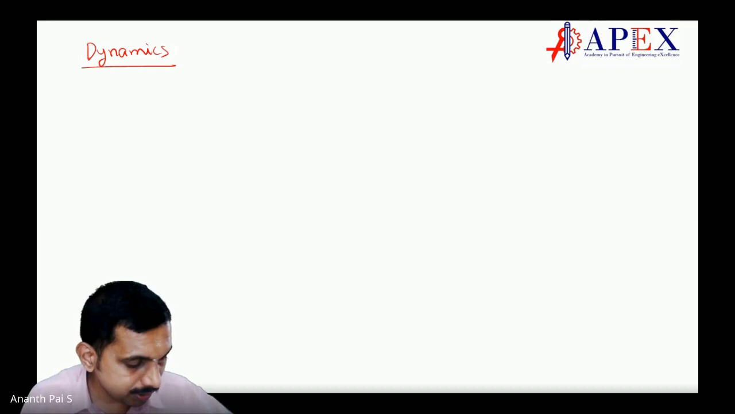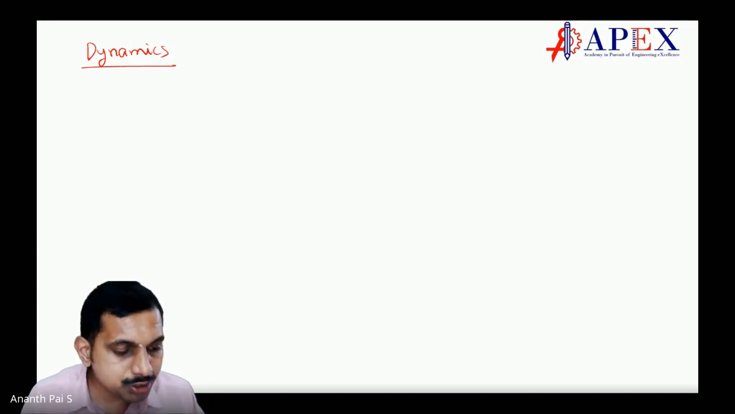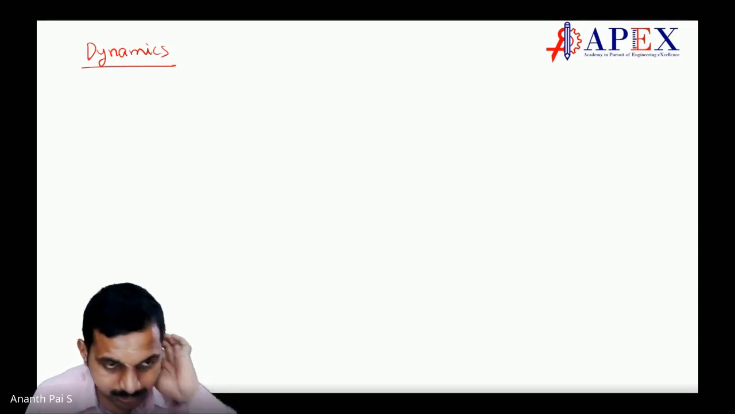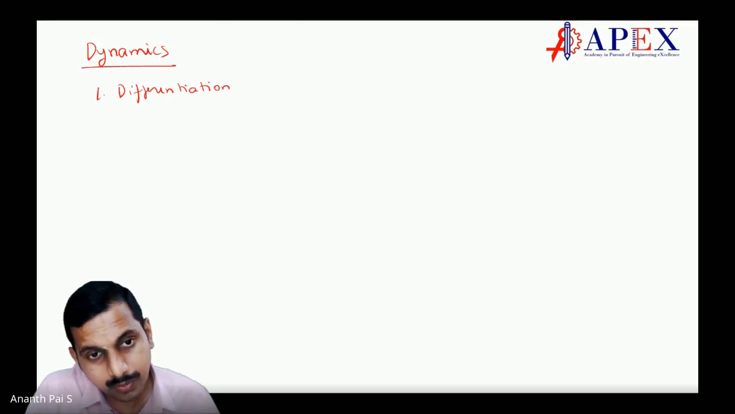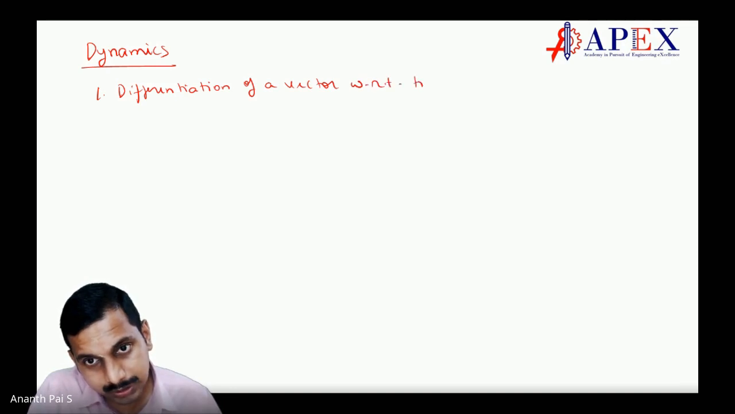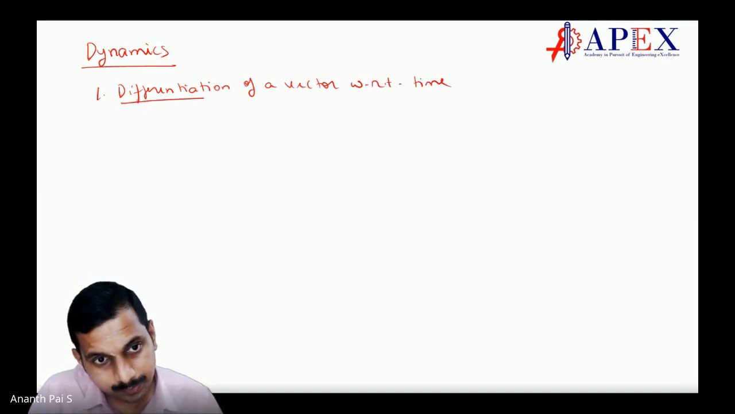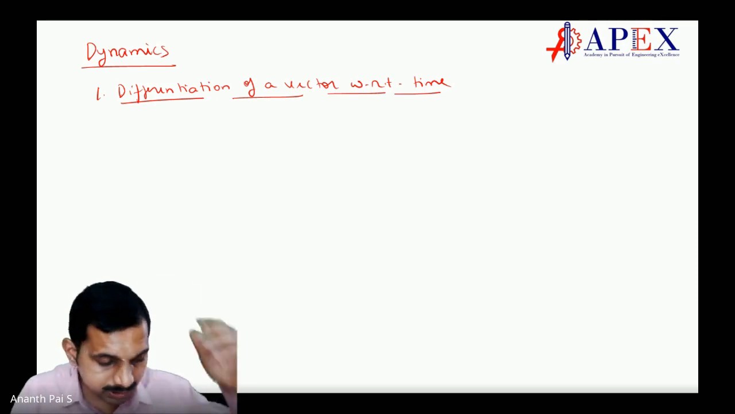First point is differentiation of a vector with respect to time. Let us understand first one, differentiation of a vector with respect to time. Let us understand this first.